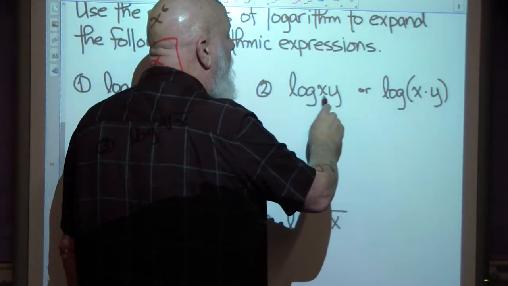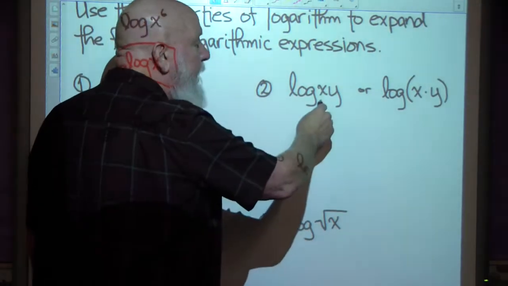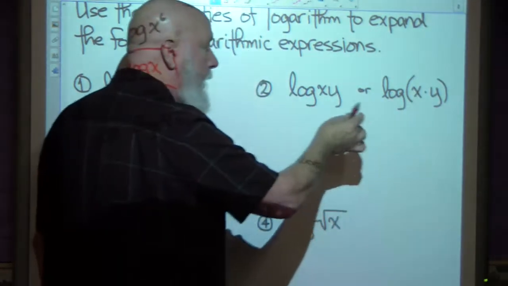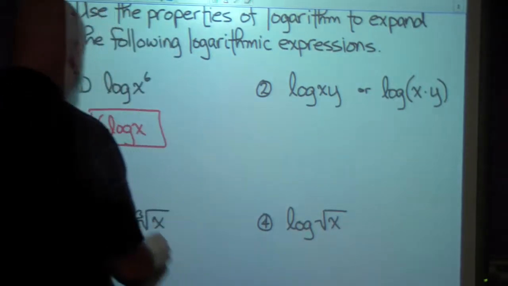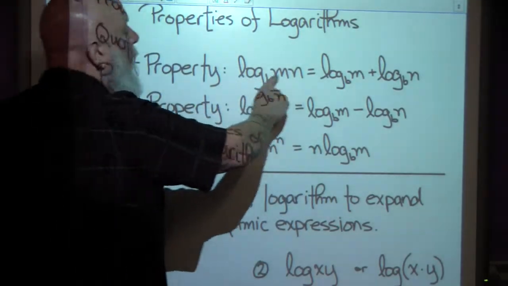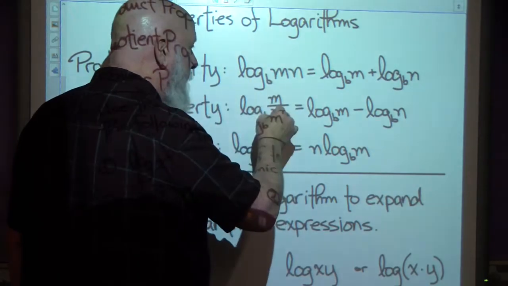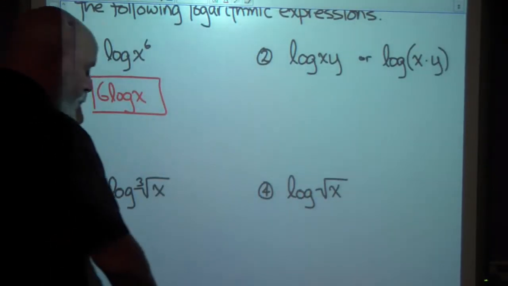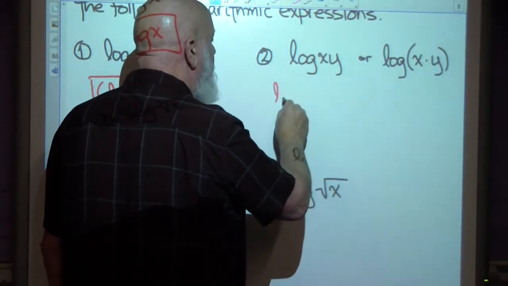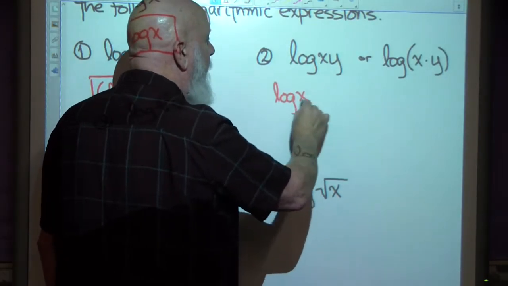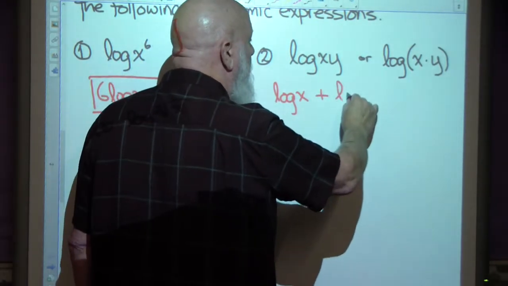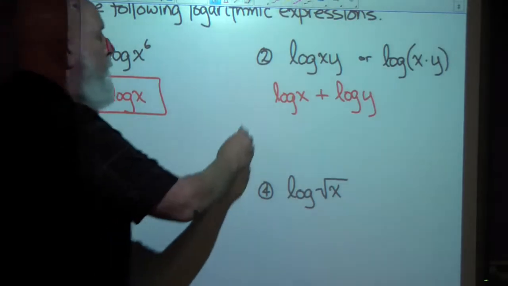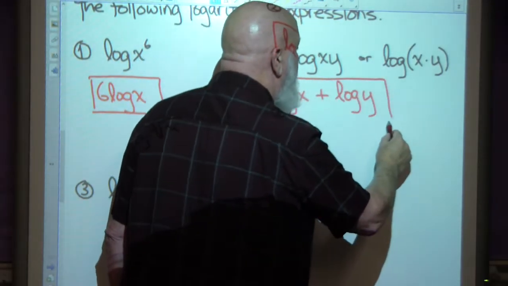If you see log again, here we have base 10, so you don't see it, so it's base 10. Log xy or log x times y, they both mean exactly the same thing. We're going to use the product property. The product property says if you have the log of a product, take the log of the first one plus the log of the second one. The base remains constant. So we'll say the log of the first one, base 10, so log x plus the log of the second one. That's all there is to it. It's called expanding logarithmic expressions using the properties of logarithms.